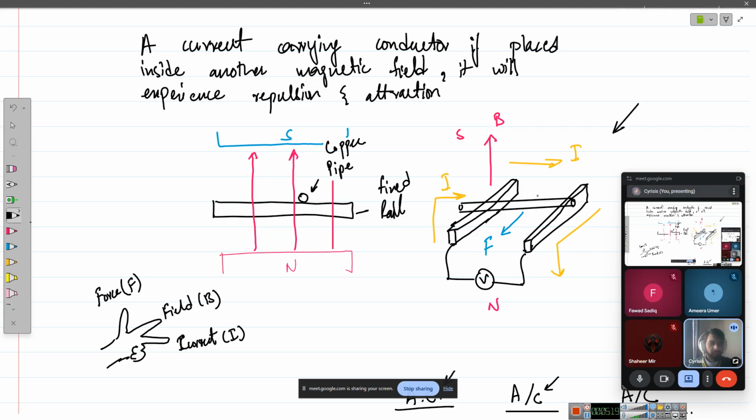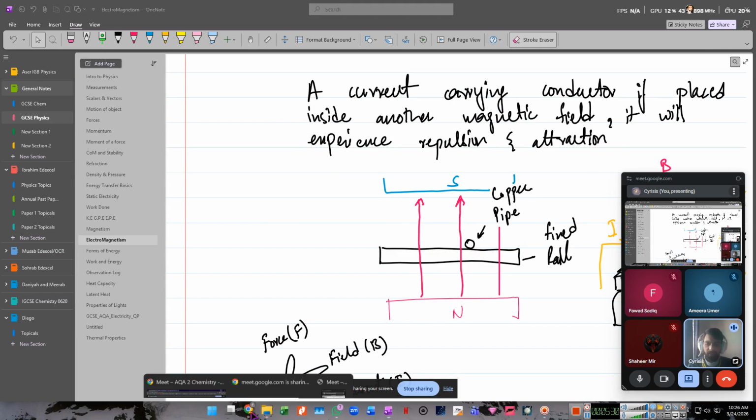So every time I move it in one direction, I'll see the needle moving in one direction, right? This is called electrical induction. This is called Faraday's law. Okay, so for Faraday's law, let me just show you a little bit of a simulation, right?